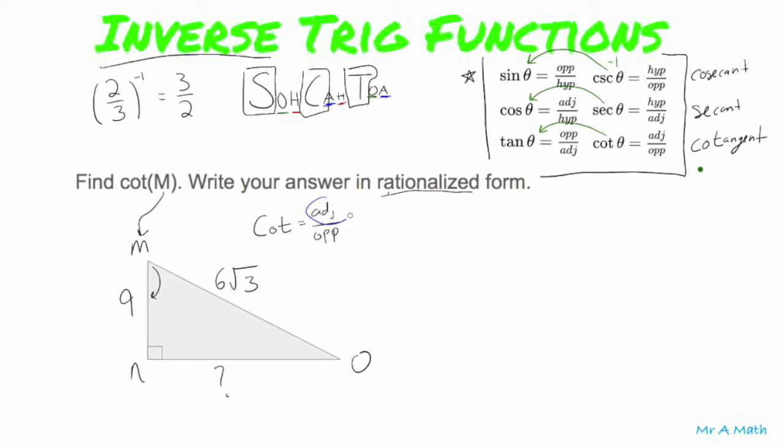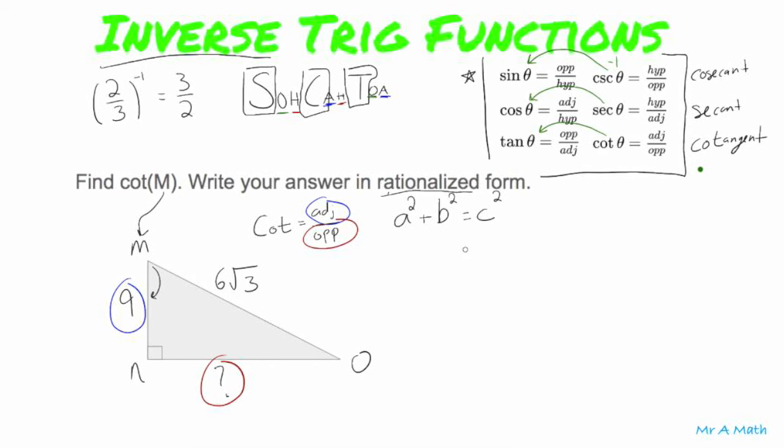So adjacent, we already know what adjacent is. It's going to be 9. We just need to solve for the opposite side, which I don't know what it is, but we can solve for it if we use the Pythagorean Theorem. So a squared plus b squared is equal to c squared. And remember, c is always the hypotenuse here.